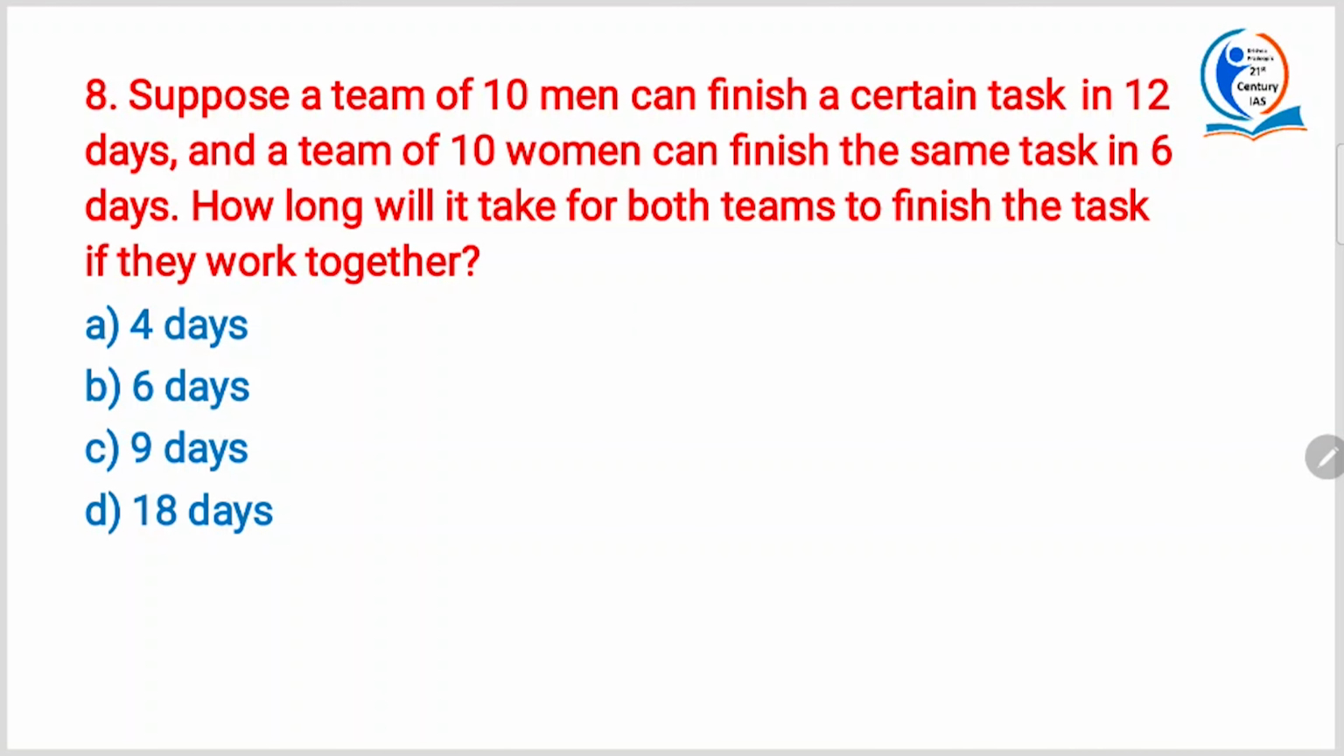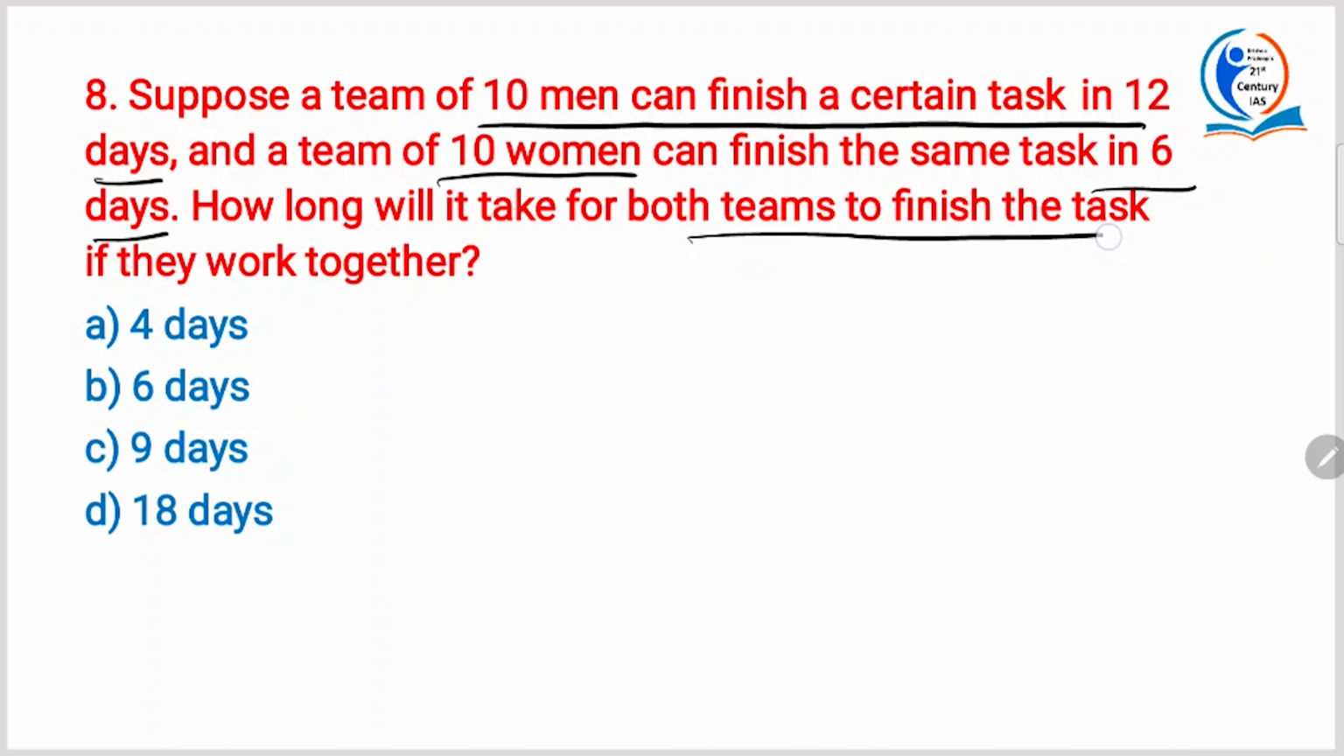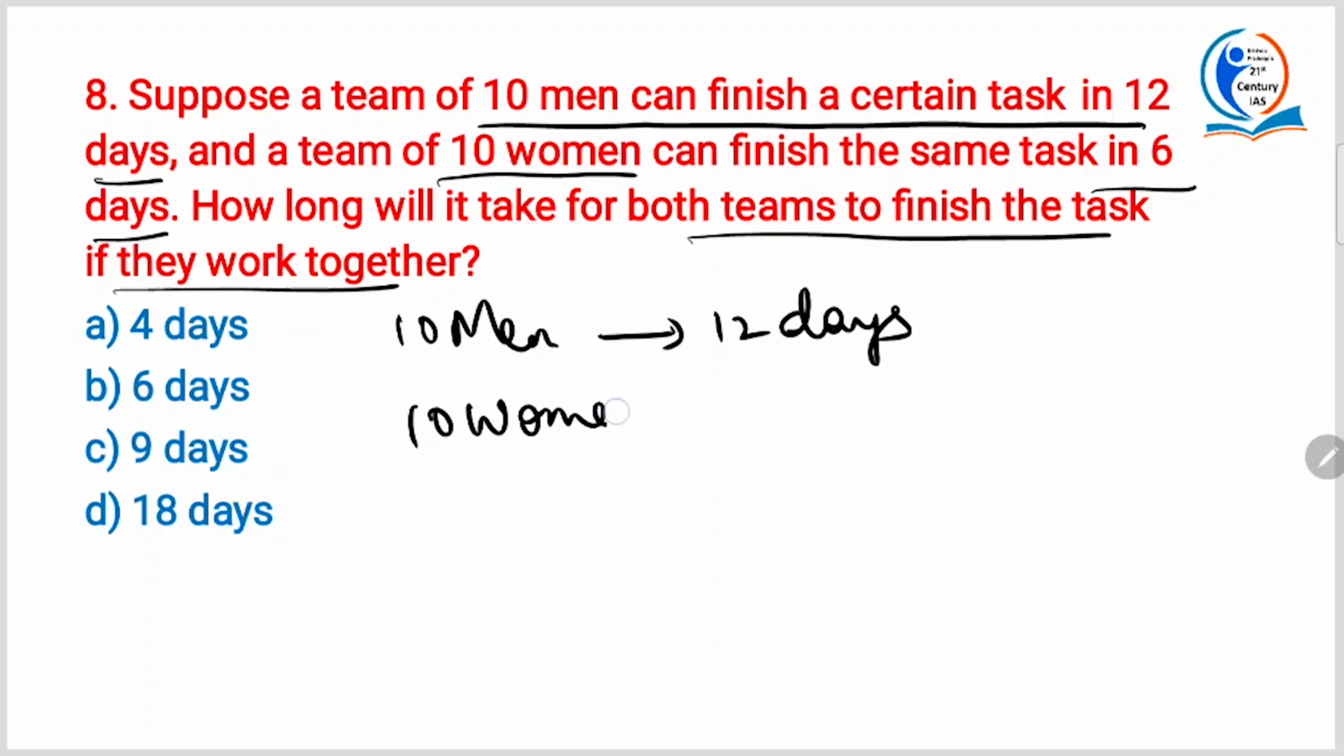Alright. Suppose a team of 10 men can finish a certain task in 12 days and a team of 10 women can finish the same task in 6 days. How long will it take for both the teams to finish the task if they work together? Alright, so 10 men can finish the work in 12 days while 10 women can finish it in 6 days.